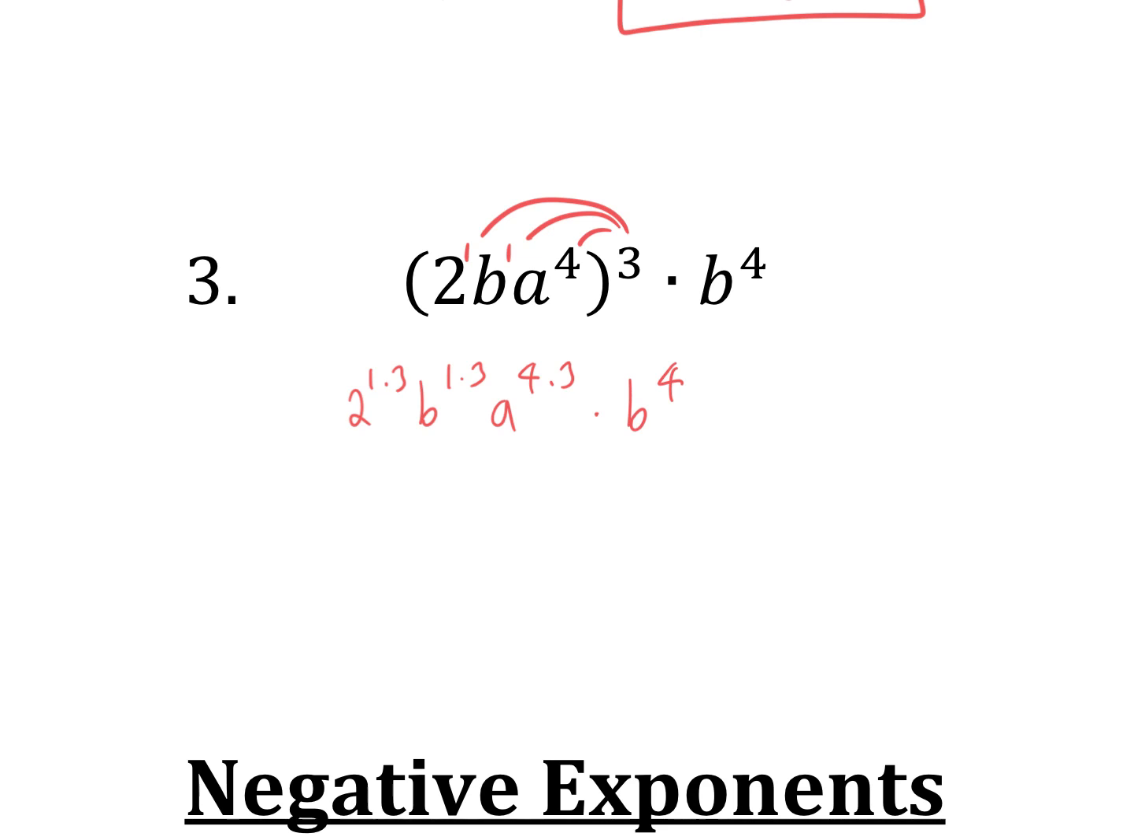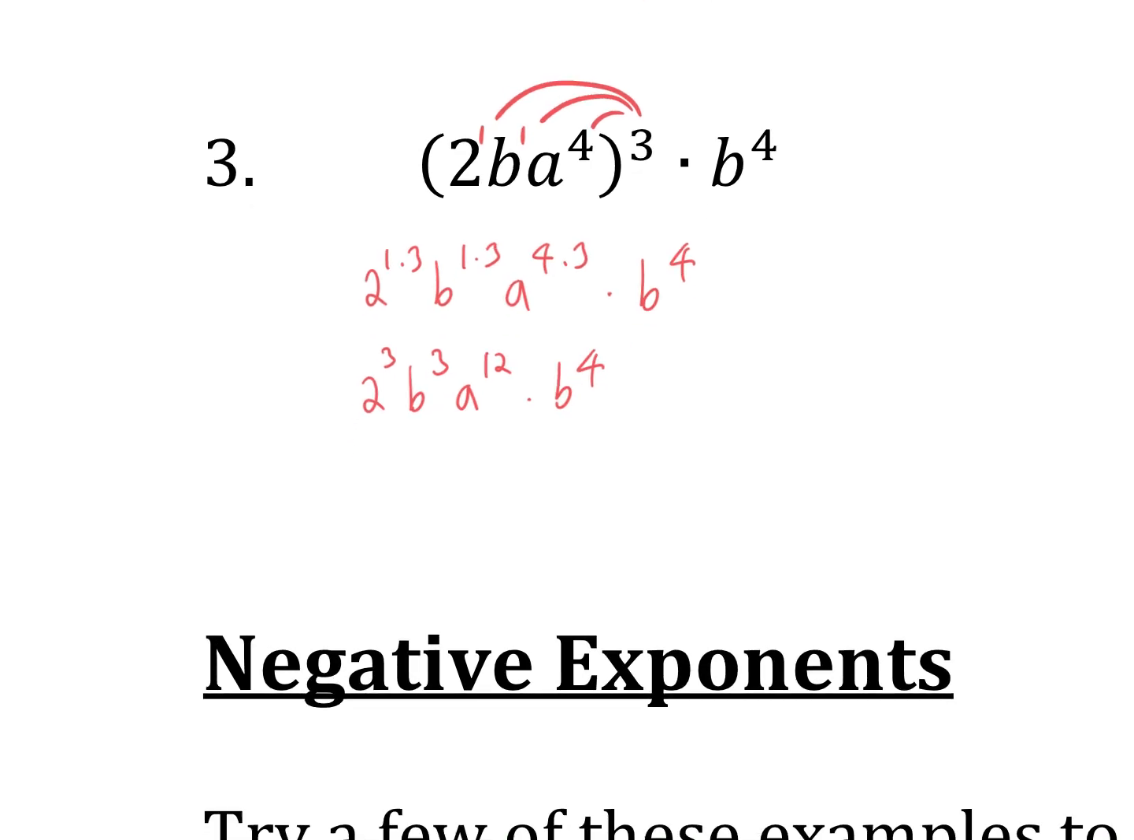So 2 to the 1 times 3 is 2 to the third. 1 times 3 is going to be b to the third. We got a to the 4 times 3 is 12. Times b to the fourth. Okay, last thing we need to do, 2 to the third is going to be 2 times 2 times 2 is 8. And then we have, over here, b to the third, b to the fourth. I'm going to do a to the 12th first. A to the 12th. I like to go alphabetical. And then b to the 7th, 3 plus 4. And that's our answer. Awesome.